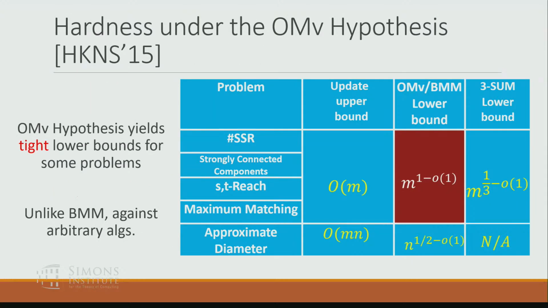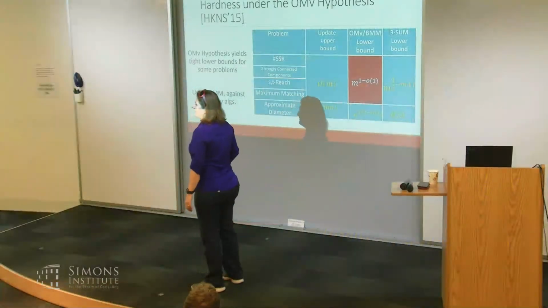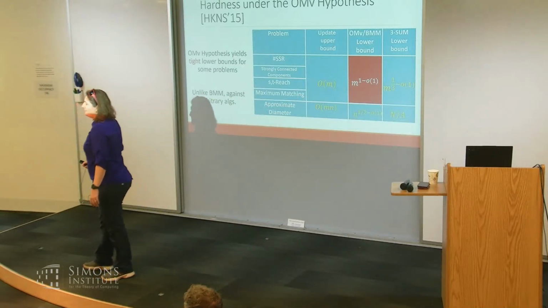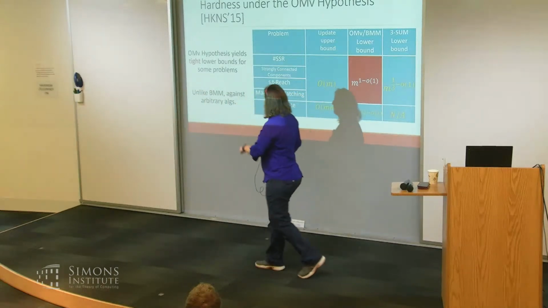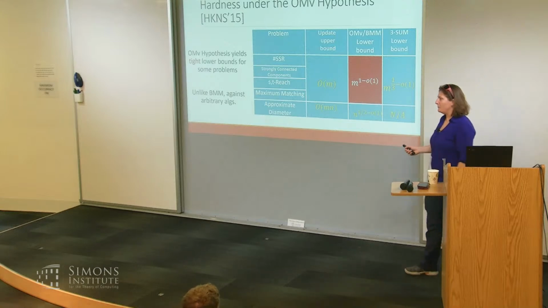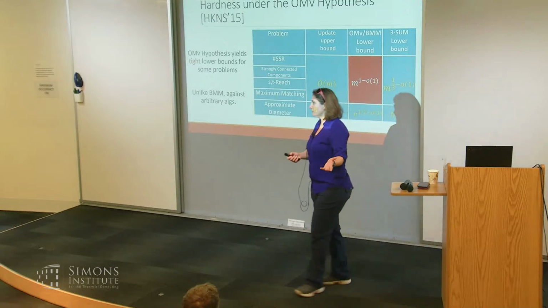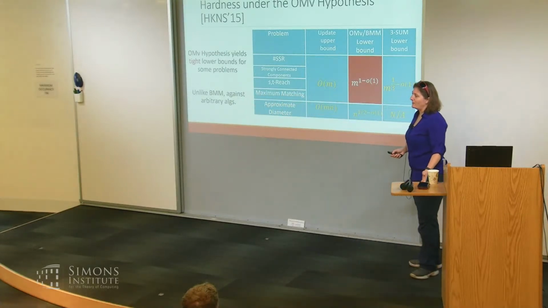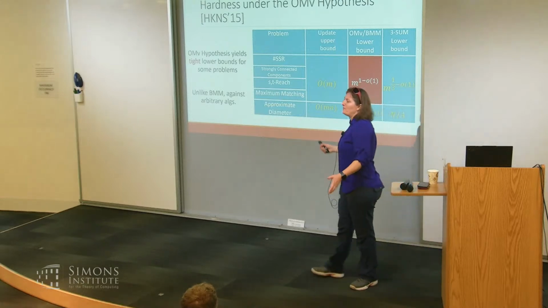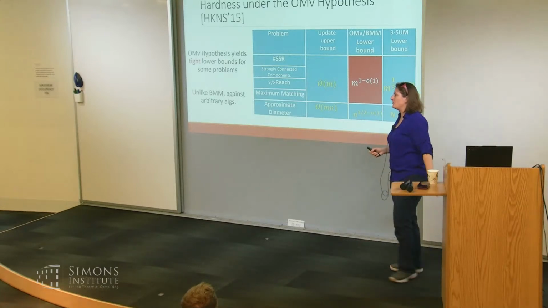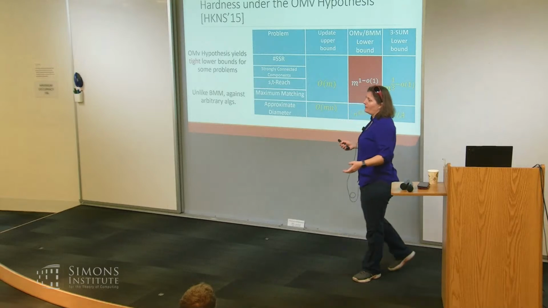Does the BMM hypothesis imply the OMV hypothesis, the dynamic version? Well, if you can solve the OMV problem in subcubic total time, yes, you can solve BMM. But maybe you use algebraic techniques, so it doesn't. If your algorithm is combinatorial for OMV, yes, it will. But if somehow you manage to use matrix multiplication, I don't know how, then it wouldn't.